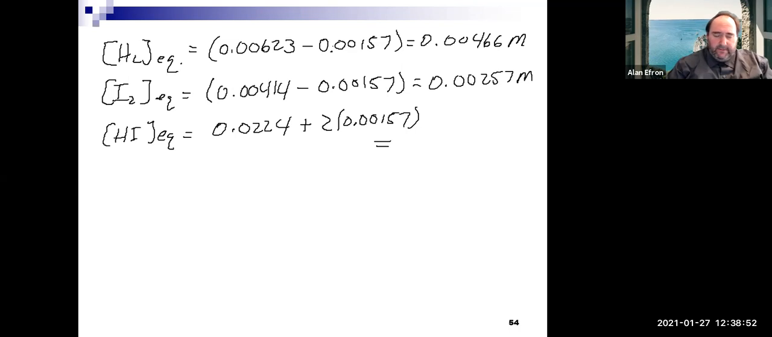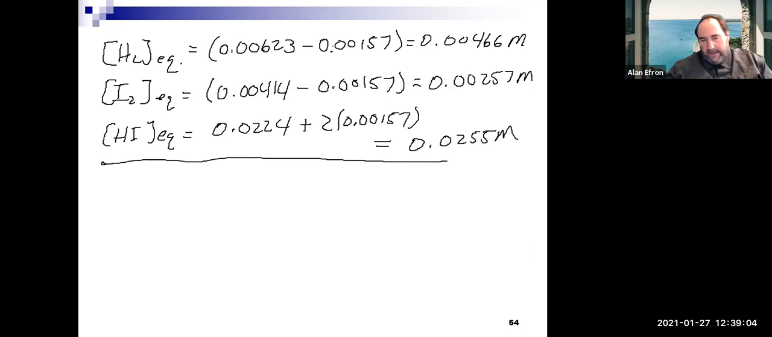So 0.0224 plus 2 times X looks like 0.0255 molar. And these should represent our equilibrium concentrations of everybody. Any questions on any of those?